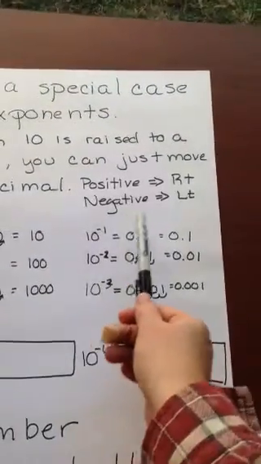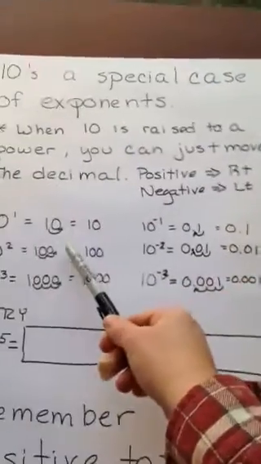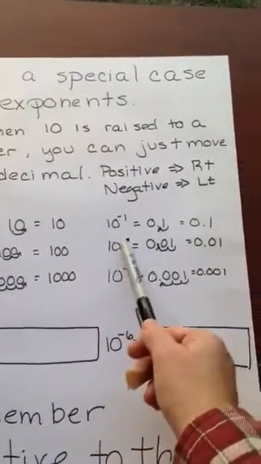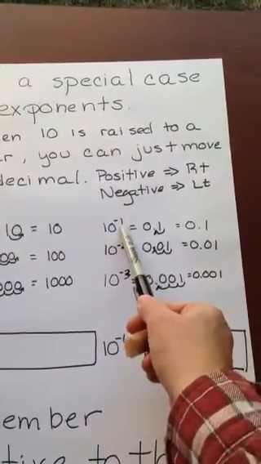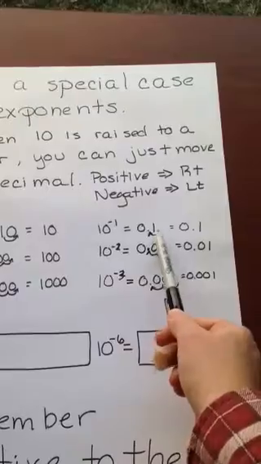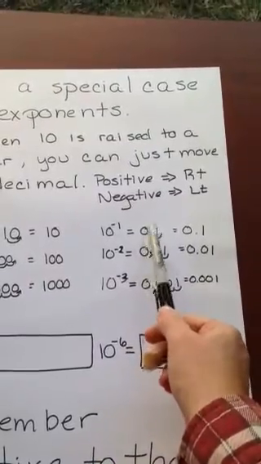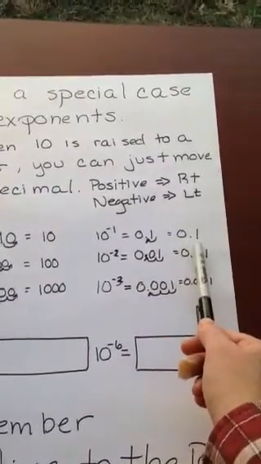Now, if it's negative, we said it goes to the left. Positive to the right, negative to the left. So if I have 10 raised to the negative first power, if I start right here at 1 and I go backwards 1 spot, I end up with 0.1.